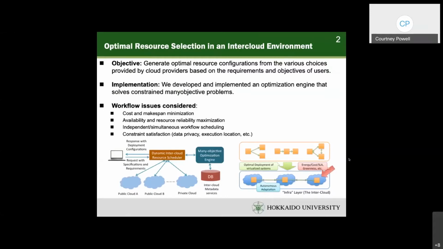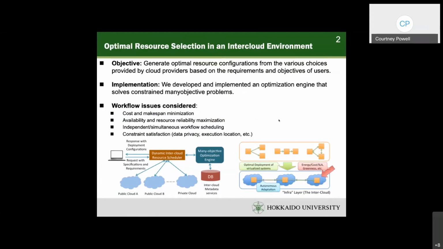So we actually developed and implemented an optimization engine that solves constrained many objective problems for resource optimization in intercloud environment. And some of the issues we considered were cost and make-span minimization, workflow availability and resource reliability maximization, independent and simultaneous workflow scheduling, and constraint satisfaction.